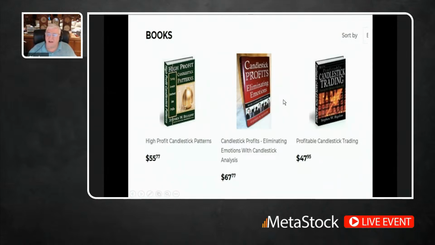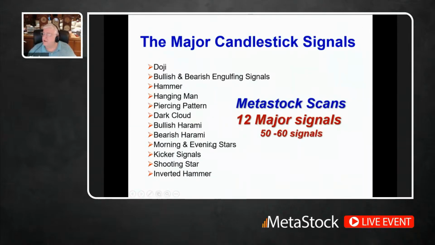But the basic of candlestick signals is, out of the 50 or 60 candlestick signals in the candlestick universe, you only need to learn 12. This is what we call the 12 major signals, because they're the ones that are going to occur 99.9% of the time. And if anything else shows up, you don't want to spend a lot of mental time and energy trying to learn those because they occur so rarely.